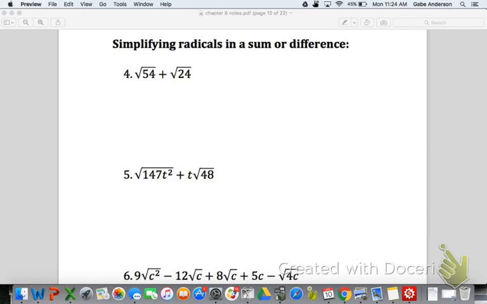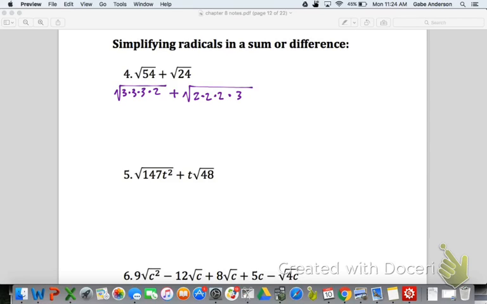So, 54, can you guys do the prime factors of 54? Correct. So it would be the square root of 3 times 3 times 3 times 2, plus, how about the prime factors of 24? 2, 2, 2, 3. Correct. So 2 times 2 times 2 times 3.